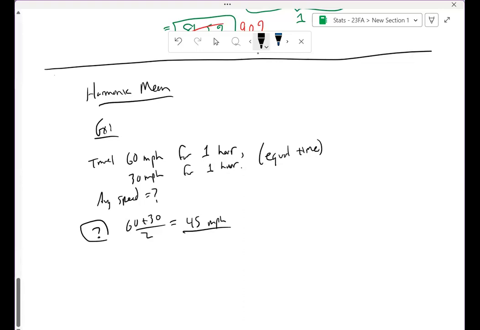Or I could just do this the long way, right? I know that how far did I travel this first hour? So this is 60 miles per hour, 30 miles per hour. How far did I travel the first hour? I traveled 60 miles. How far did I travel the second hour? I traveled 30 miles. What was the total amount of time that it took me to travel 90 miles? 2 hours. So this is 90 over 2 or 45, and my units are miles per hour.